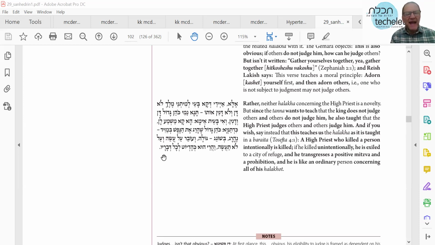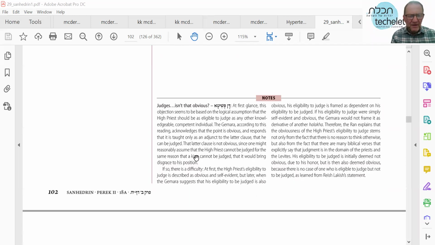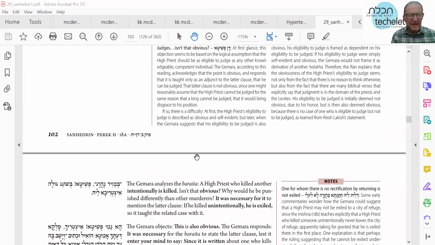So this baraita says that you may think that this Kohen Gadol cannot be exiled. I'm telling you he can, says this baraita. And not only that, when he does an aveira, whether it's a positive or a negative aveira, then he is judged like every other person. That's what the baraita says. Now the Gemara is going to look at that baraita and see what's what. So let's have a look at what the baraita says. The Gemara now is going to analyze the baraita.